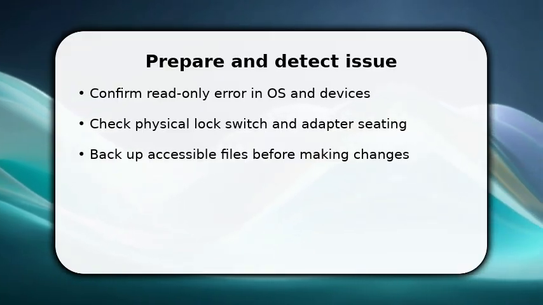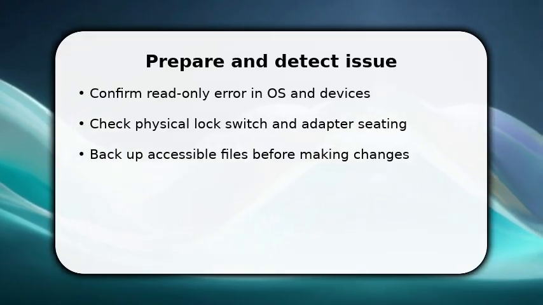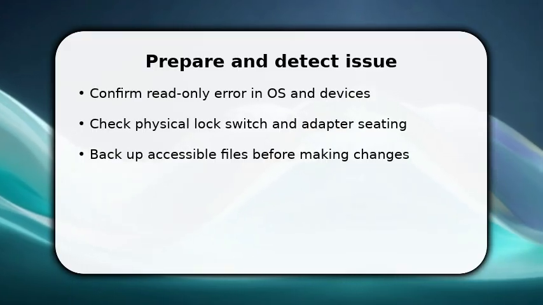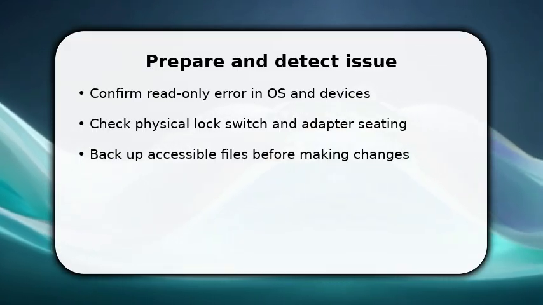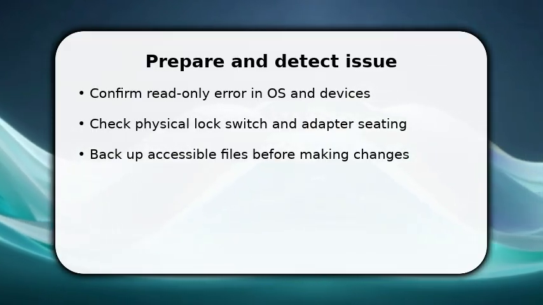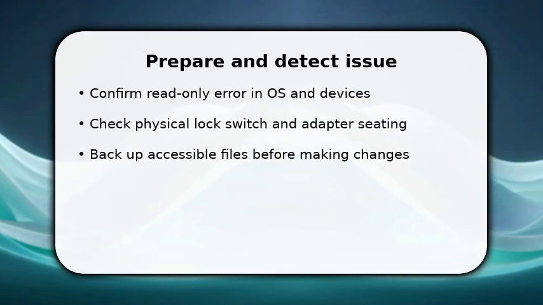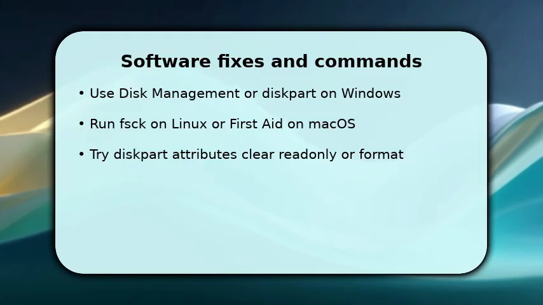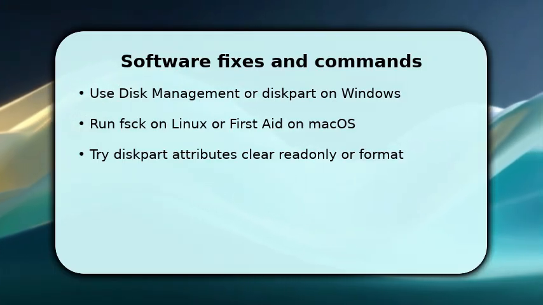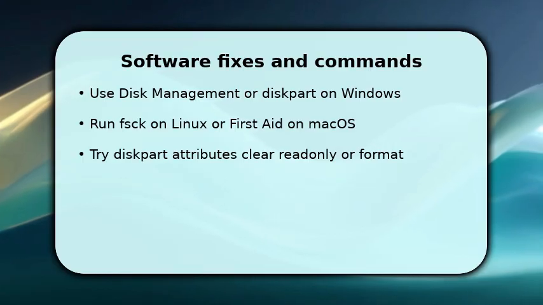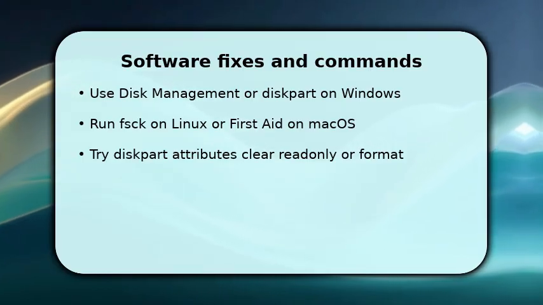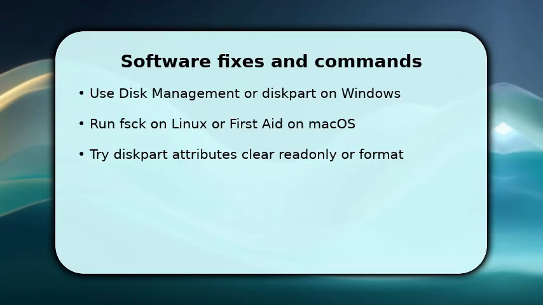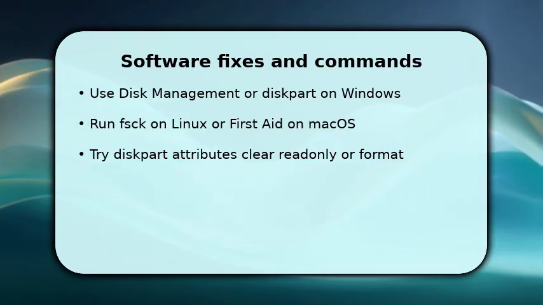You're beginning essential diagnostics. Do not run destructive commands until your backup is complete and the lock position and adapter seating are verified. Next, run system tools to remove write protection. On Windows, open DiskPart, select the disk, and use Attributes Disk Clear Read Only. On Linux, run fsck and check dmesg for hardware errors, and on macOS, run First Aid in Disk Utility.